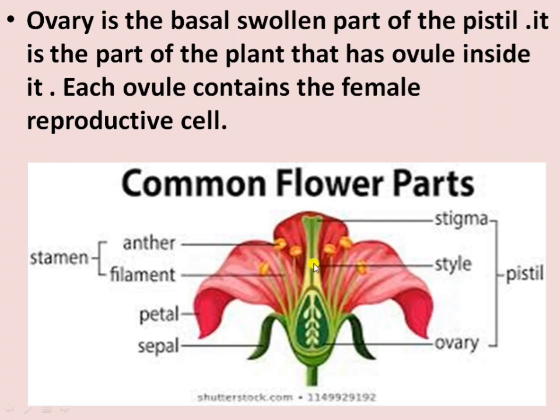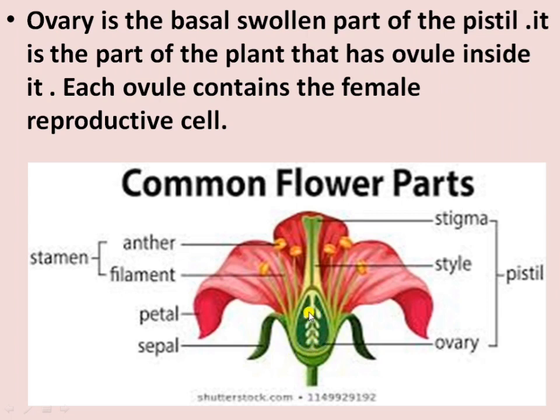This is the style portion. Here style is the long stalk which connects the stigma to the ovary. Style connects the stigma to the ovary. This is the function of style. Then we have the ovary here. Ovary is the basal swollen part of the pistil. This part of the plant has ovules inside it.